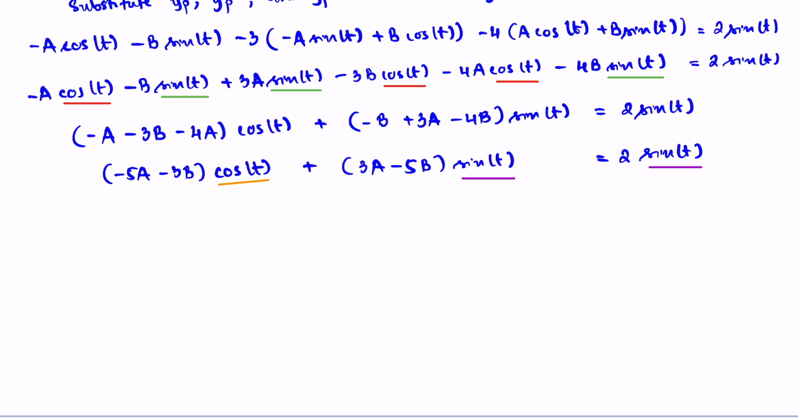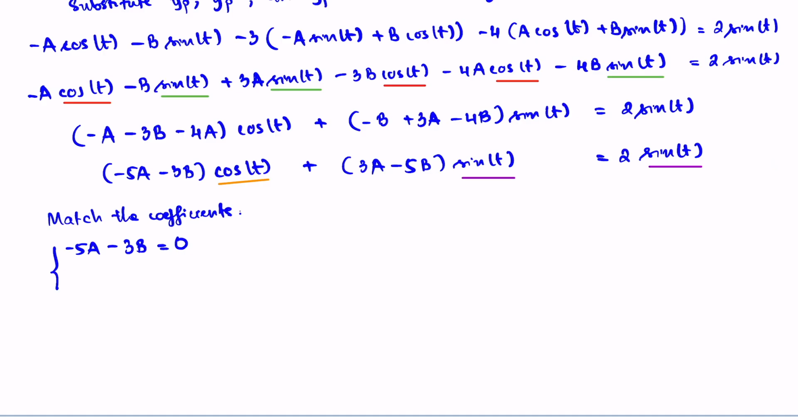So you match the coefficients of sine of t and cosine of t on both sides of the equations, and you obtain the system of equations as follows. Negative 5a minus 3b equal to 0. Again, there's no cosine of t term on the right-hand side, so we can assume that the coefficient of cosine of t is equal to 0. Now for sine of t, the coefficient is going to be 3a minus 5b equal to 2.